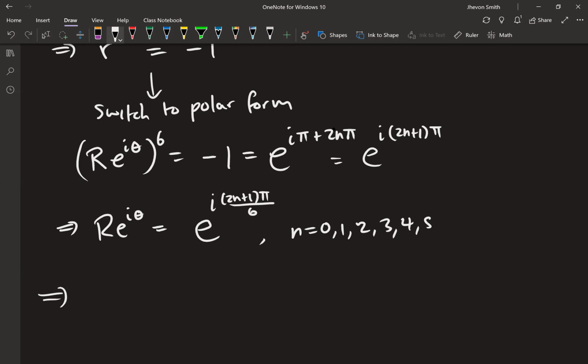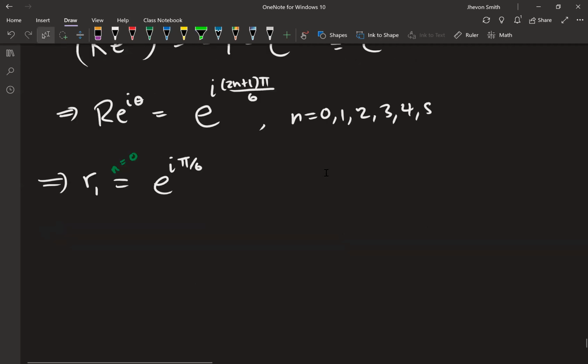So my first root is going to be equal to, when I plug in n equals 0, e to the i pi over 6. So this is just going to be cosine pi over 6 plus i sine pi over 6. Cosine pi over 6 is radical 3 over 2. Sine of pi over 6 is a half. And that's my first root.